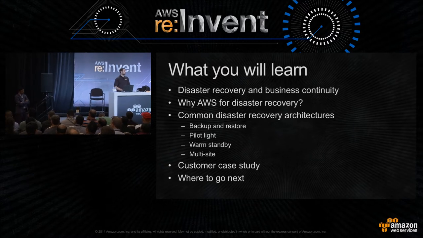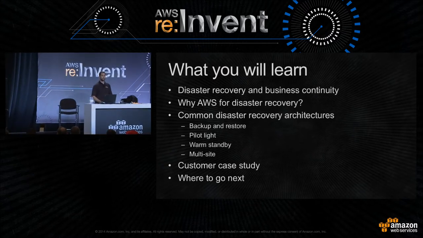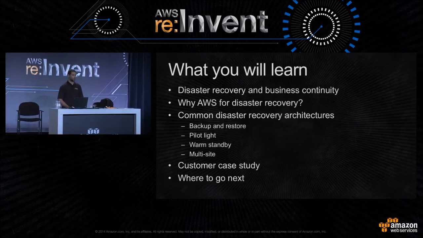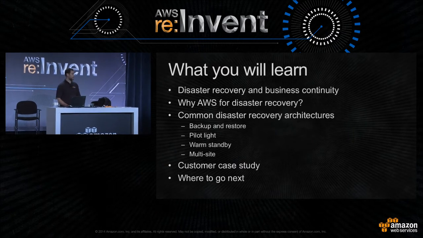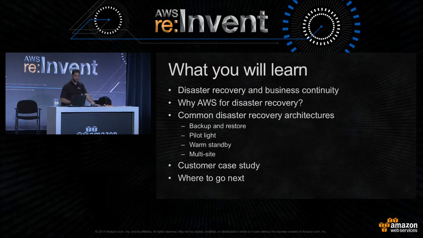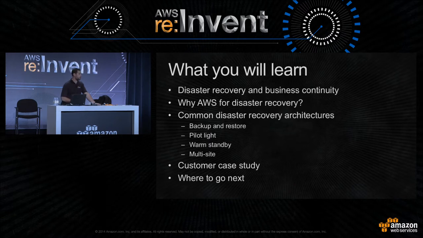So what we're going to cover: disaster recovery and business continuity, and how those two go hand in hand. Then why AWS for disaster recovery? So why would you choose to use Amazon Web Services for your disaster recovery site? Then we're gonna cover common disaster recovery architectures. So the four main ones that you see here up on the screen: backup and restore, pilot light, warm standby, and multi-site. Is everyone familiar with these four?